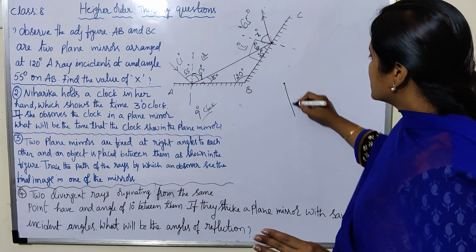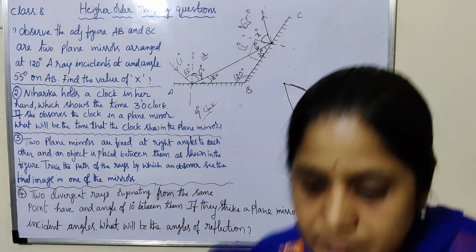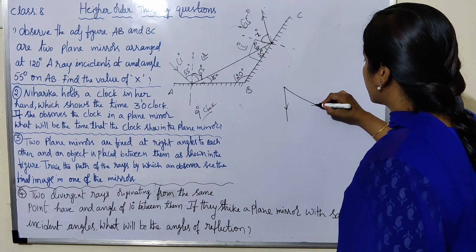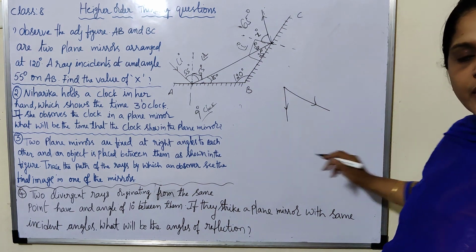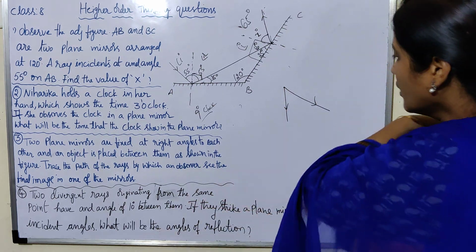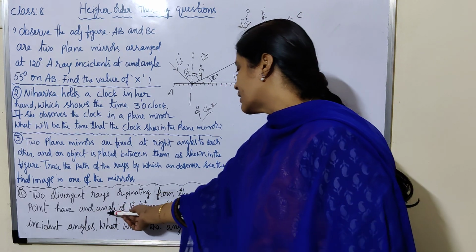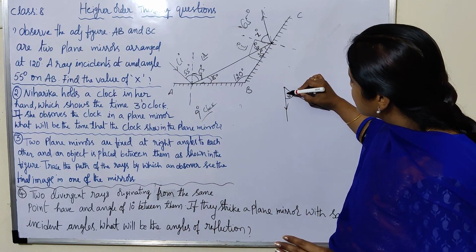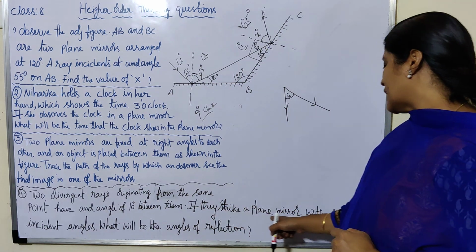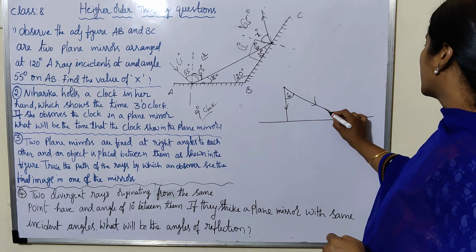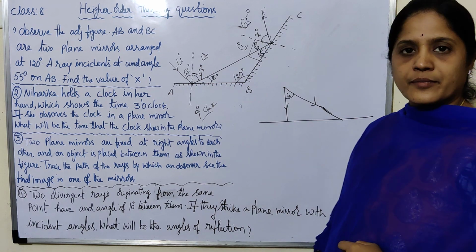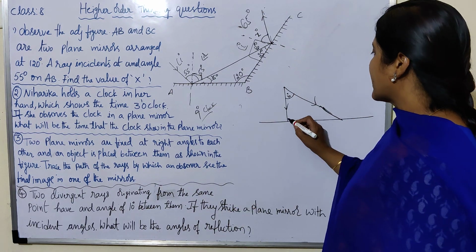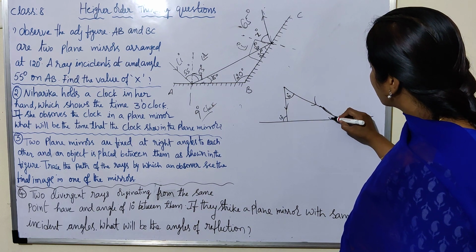So from this point, the two rays, diverging rays. From this point, this is one ray and this is another ray. So these two rays are deviating. When you extend, they will not meet. So they are the diverging rays. Next, have an angle of 10 degrees between them. So when they are diverging, the angle between these two rays is 10 degrees. Next, if they strike a plane mirror, these two rays strike on a plane mirror with the same incident angle. Here the angle is 10 degrees and here the angle is 10 degrees.